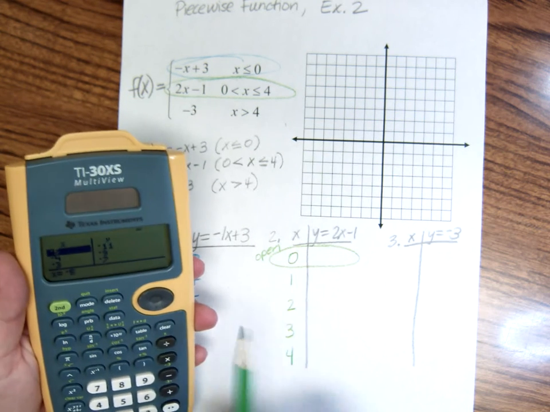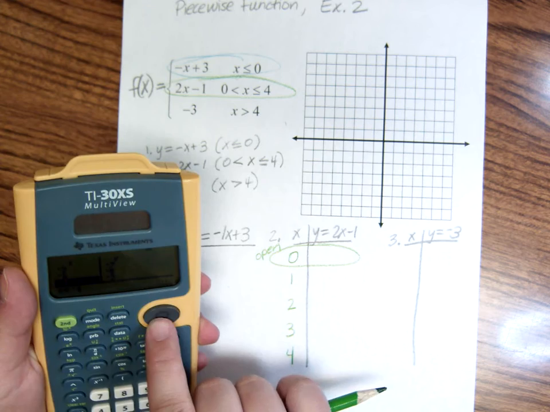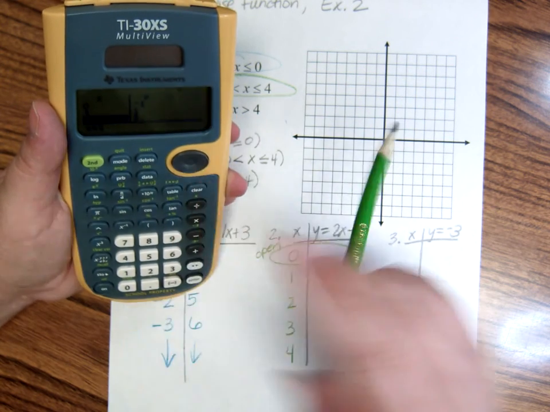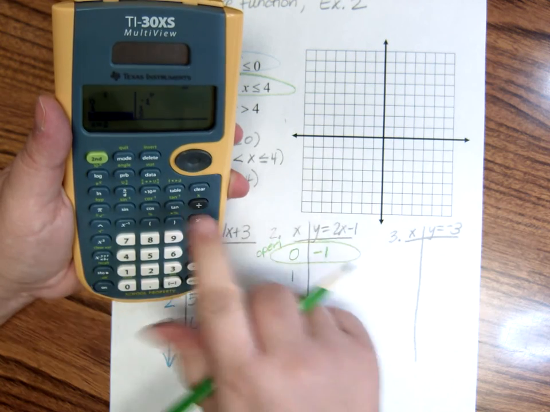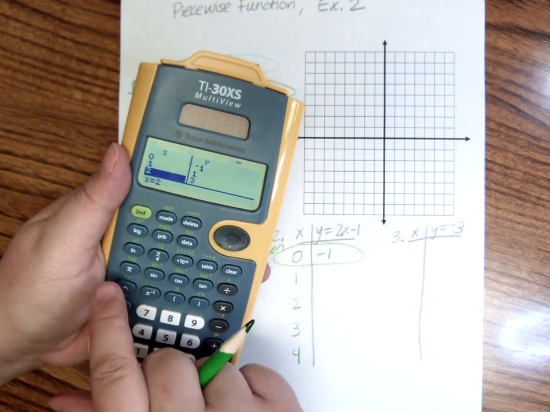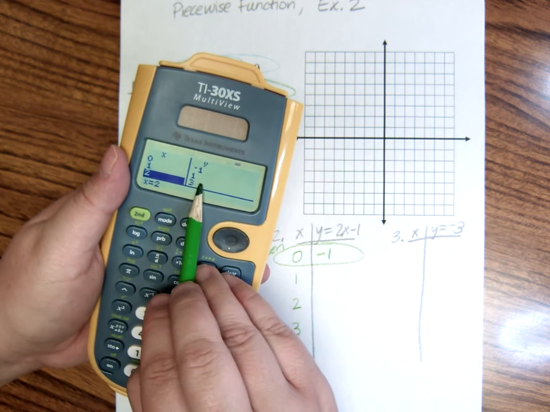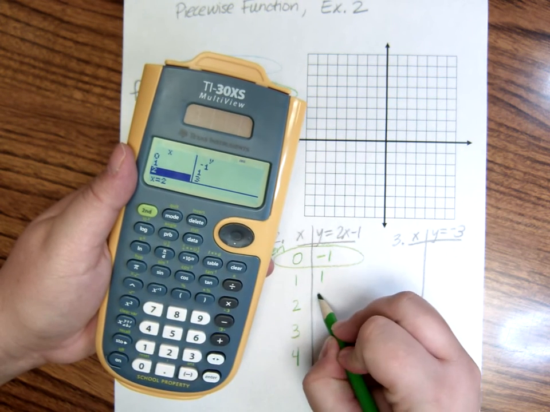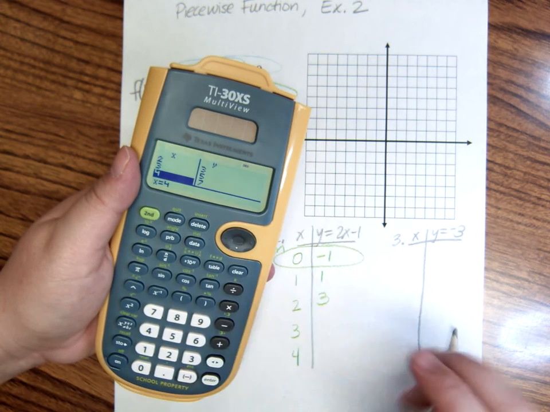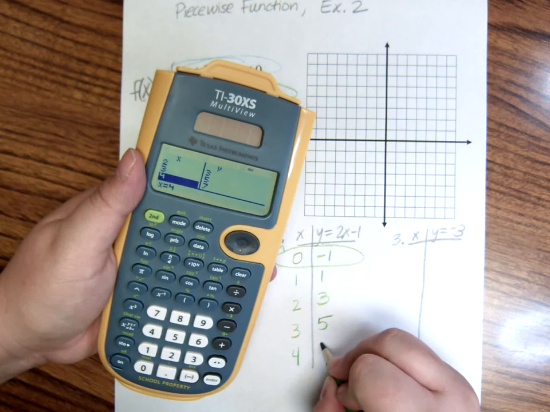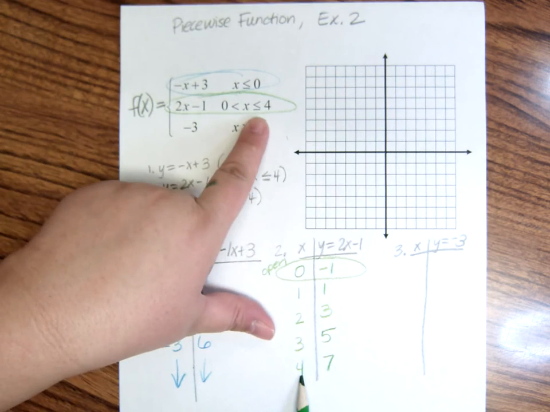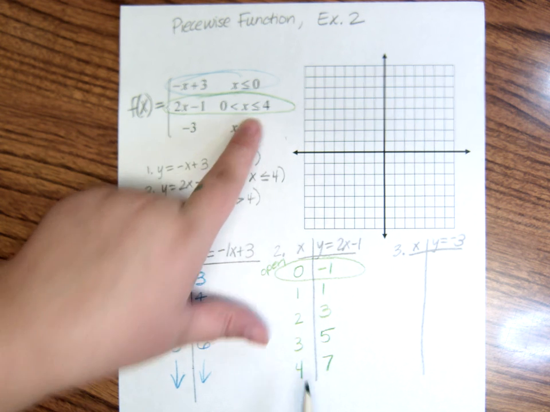Okay, so let's see. I want to look at values from 0 to 4, so I keep going down the list. Here they are. When x is 0, y is negative 1. When x is 1, you can't see it there. There we go. When x is 1, y is 1. When x is 2, y is 3. When x is 3, y is 5. When x is 4, y is 7. Okay? Notice this is closed, so I'm not going to say anything special about it because it does include this, so that's a regular point.